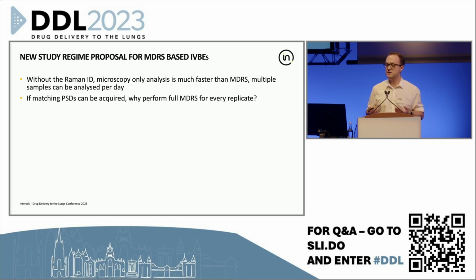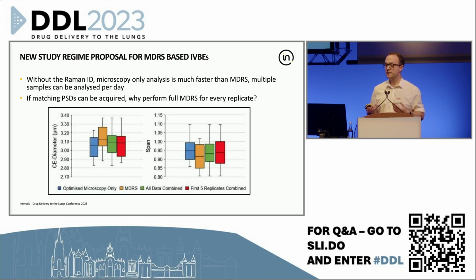So the question is, if matching PSDs can be acquired with the two methods, why are we still performing full MDRS for every replicate? And so on the left-hand side, in the blue, we've got the results for the optimized microscopy. On the right-hand side is a combined situation where we've taken the first 5 replicates from the optimized microscopy and the first 5 from the MDRS in yellow. And so it's a situation where within the 10 replicates per batch for your IVBE, you do a subset with MDRS and then the remainder with microscopy. And you can see the results match with each other quite well.